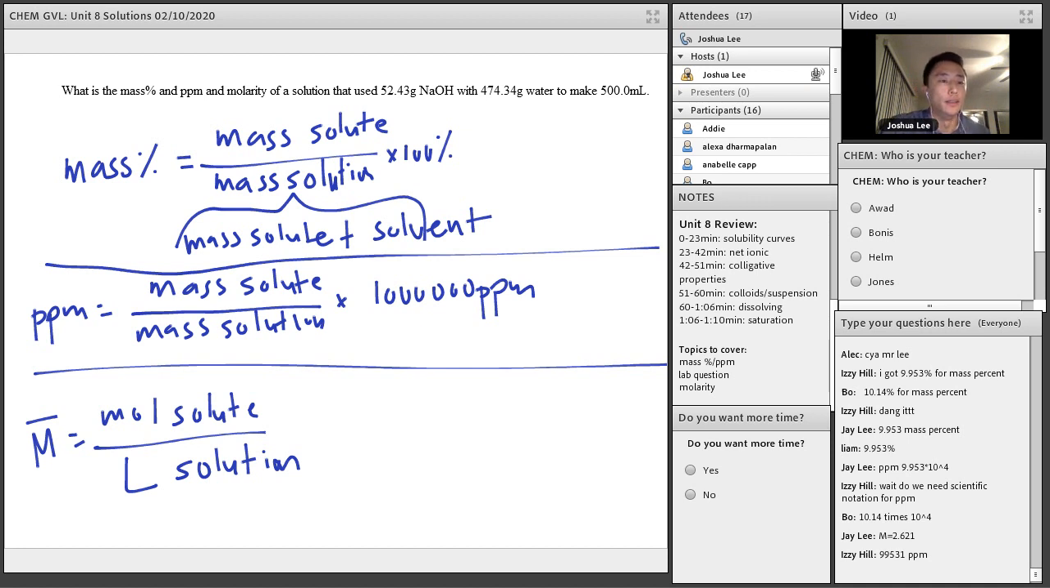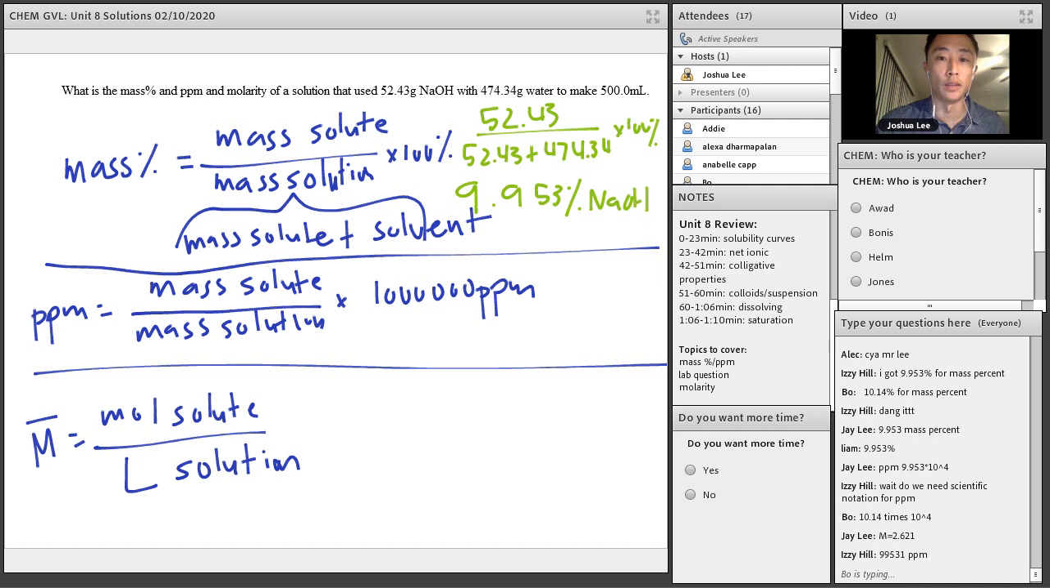All right, let's do some of them. So mass percent, we have 52.43 over 52.43 plus 474.34 times 100%. For this one I specifically say I'm adding sodium hydroxide with water, meaning to get the mass of the entire solution, you actually have to add them together. So then you get 9.953% NaOH.